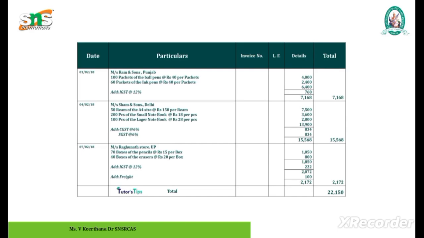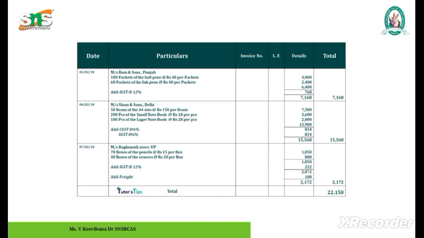Next, Miss Shyam and Sons, Delhi. They sent 50 reams of A4 size paper at rupees 150 per ream. So 50 into 150, 7500. Next, 200 pieces of small notebook at rupees 18 per piece, which is 3600. And 100 pieces of the large notebook at rupees 28 per piece. So that is 2800. And CGST 6%, SGST 6%. By calculating, 15,568 is our net amount.